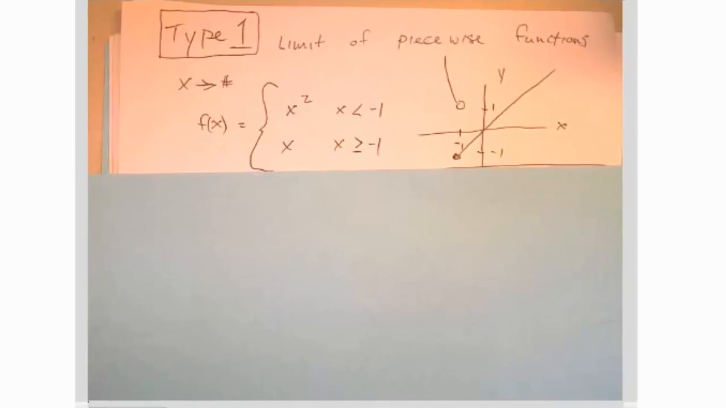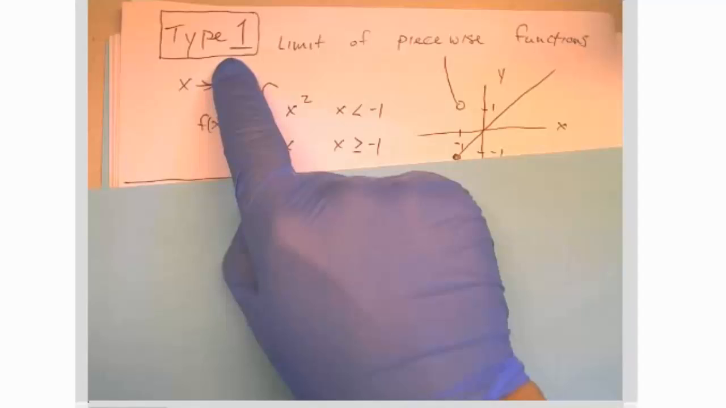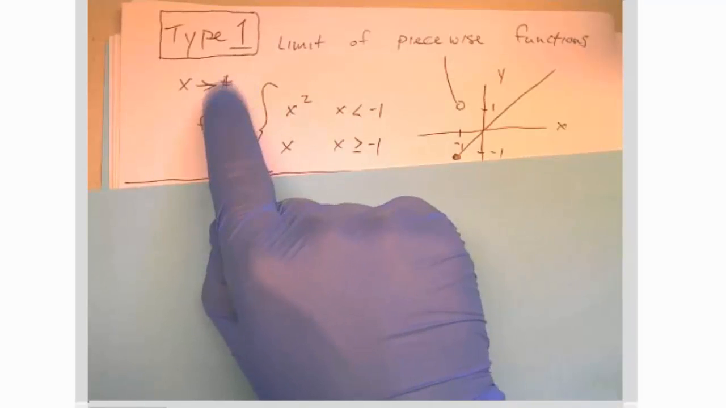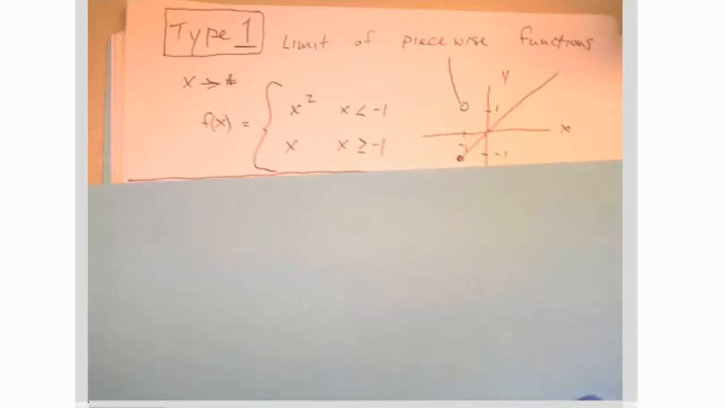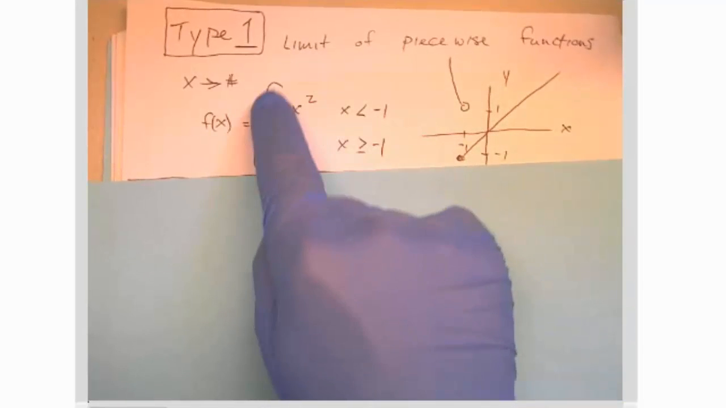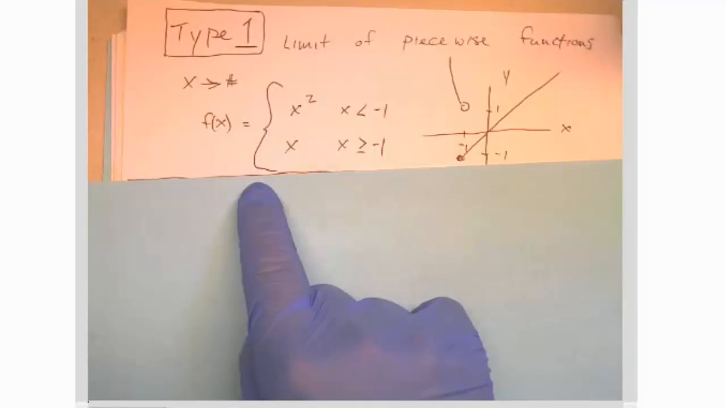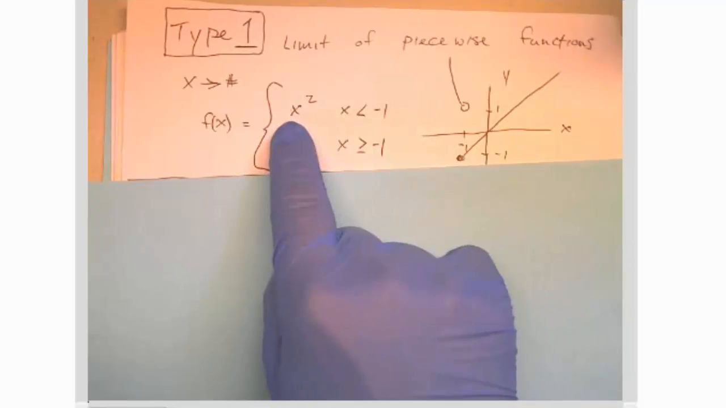This is a video on the type 1. That means that x is approaching a number, the type 1 limit of a piecewise function. Now remember that a piecewise function always has this curvy bracket.